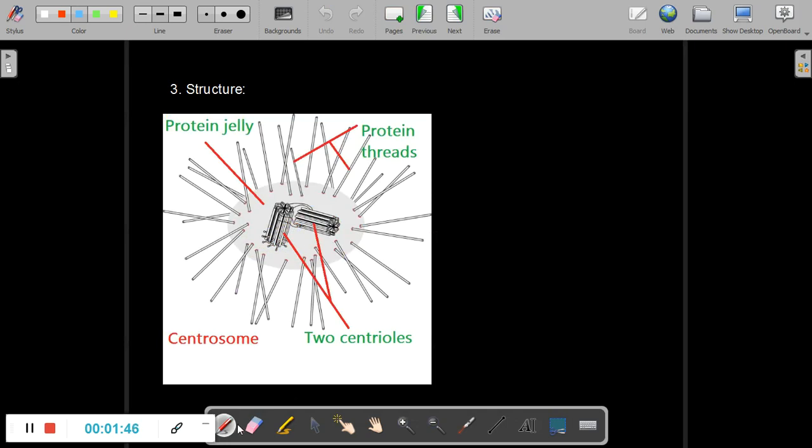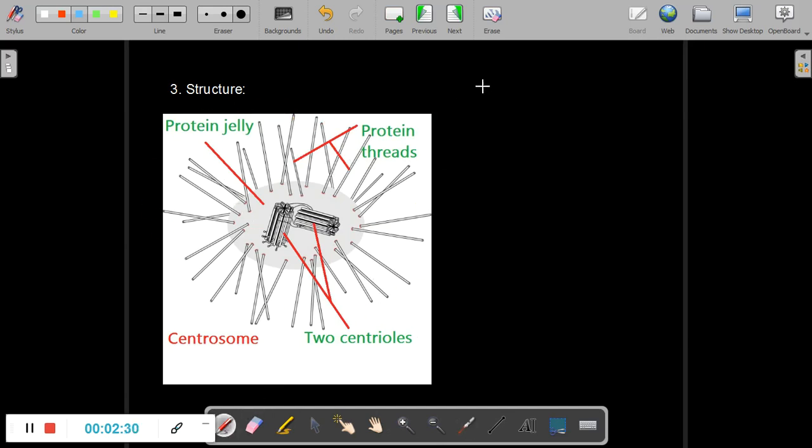Proceeding further, let us try to understand the structure of a centrosome. Now the organelles that you've studied so far, the nucleus, the endoplasmic reticulum, the Golgi body, mitochondria, vacuoles, tiny little vesicles, or any other organelle that you've studied, even plastids, all of these organelles were or are surrounded by a membrane. And this membrane is just like the membrane of the cell itself. But what is special about this organelle called the centrosome is that there is no membrane around it.